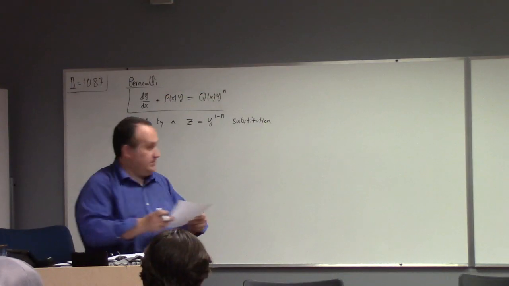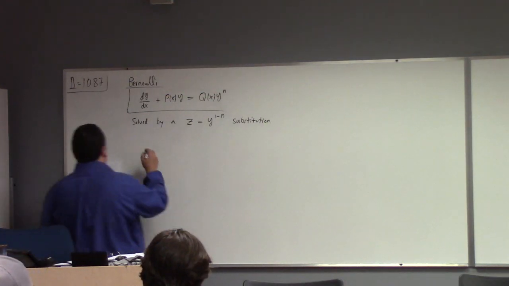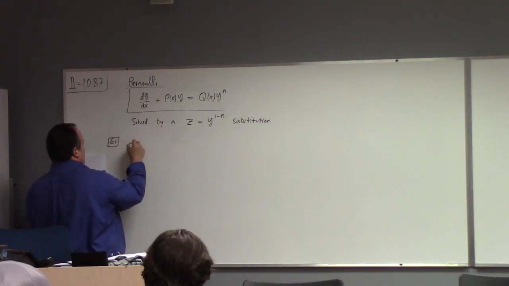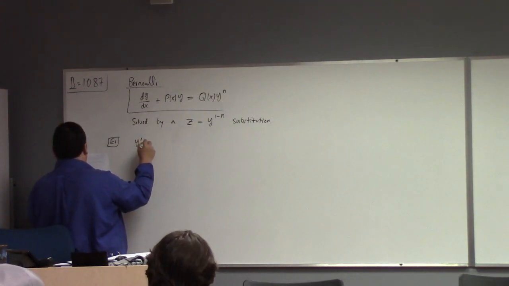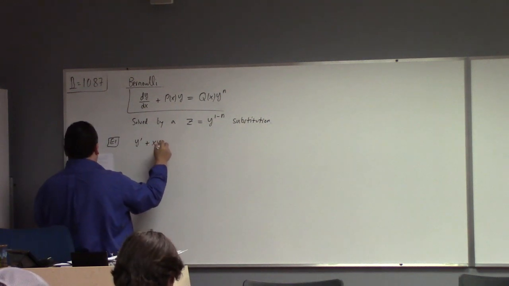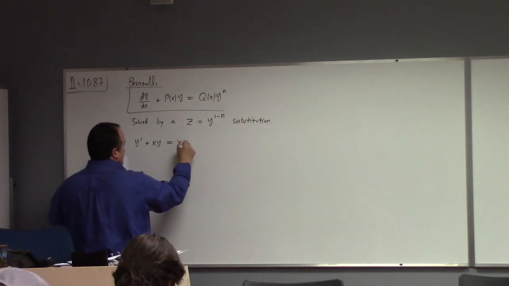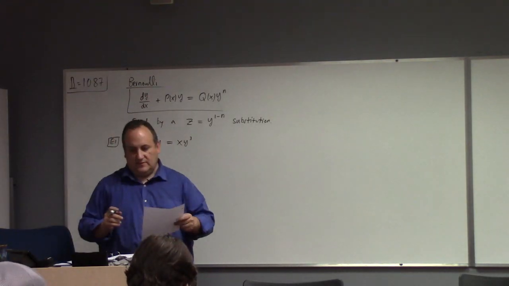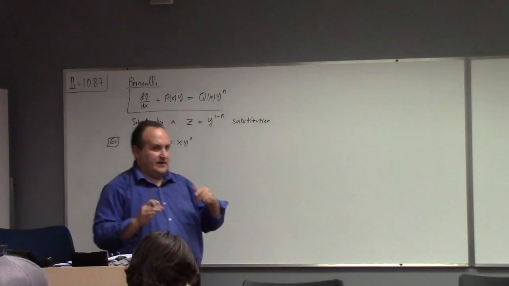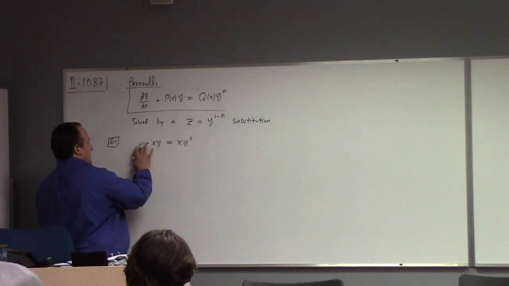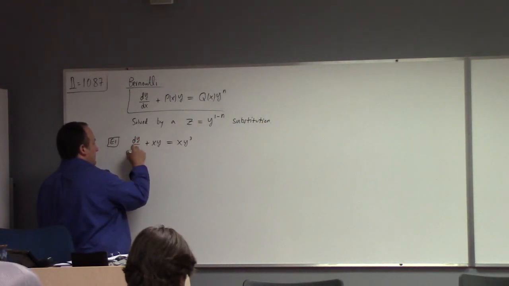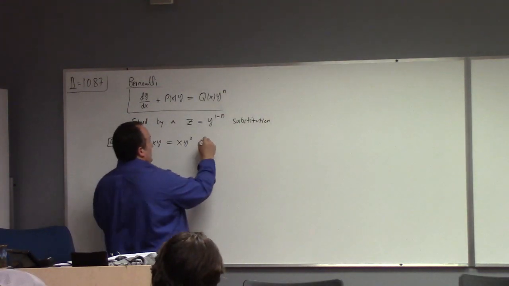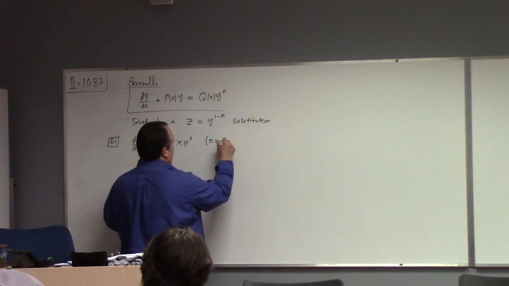Let's see here. So I have an example for us. So here's my example. So we're up against y prime plus xy equals xy cubed. Now I don't usually write y prime in class because it's harder to see. So let me change that to what that actually is, which is of course dy/dx. All right. So this has n equals 3.